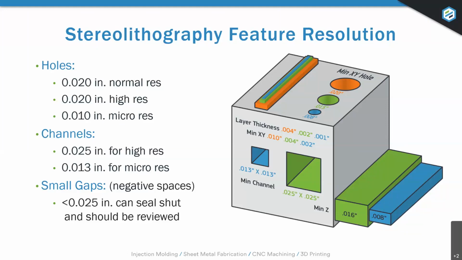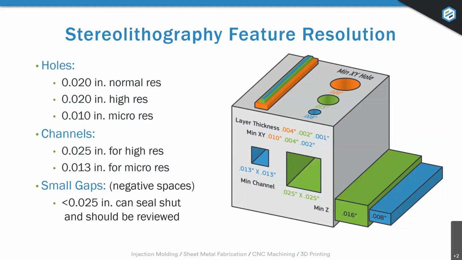This slide shows general minimum feature requirements for stereolithography. We can generally form and clean holes as small as 20 thousandths of an inch in both normal and high resolution, and 10 thousandths of an inch in micro resolution. The minimum channel and gap requirements are also shown here.